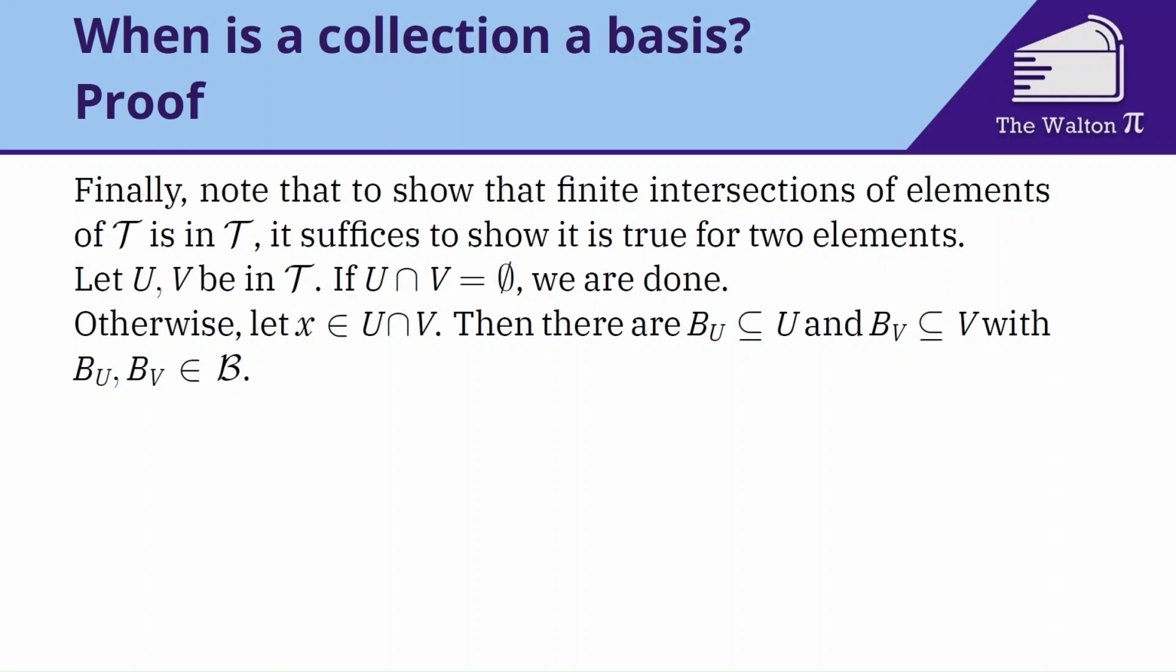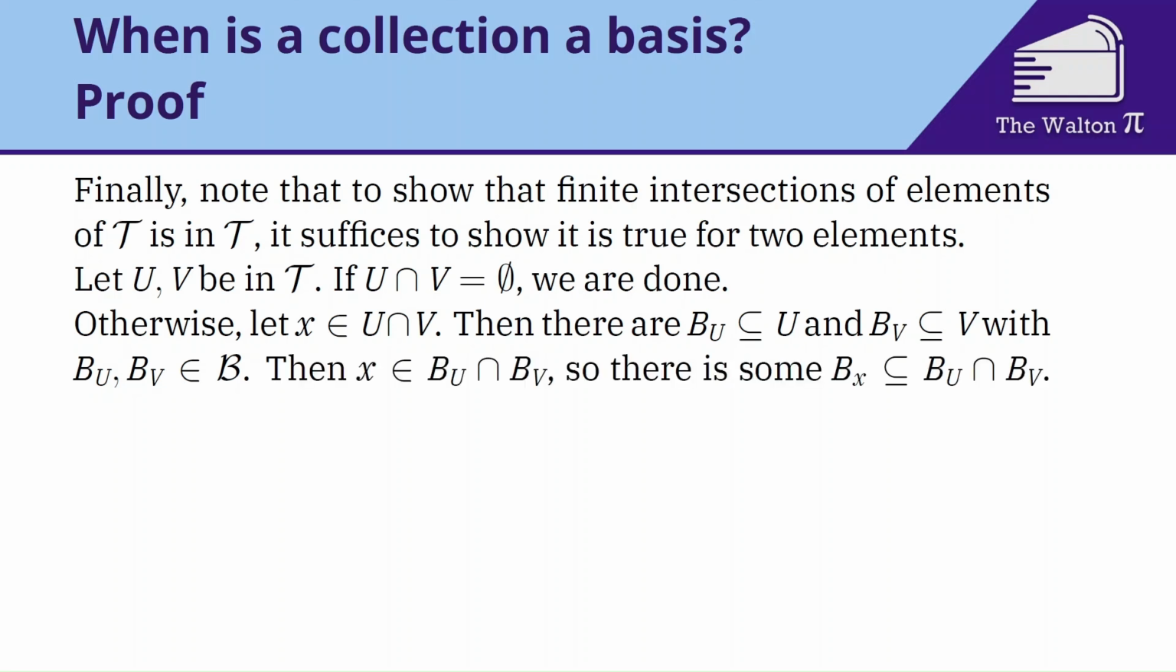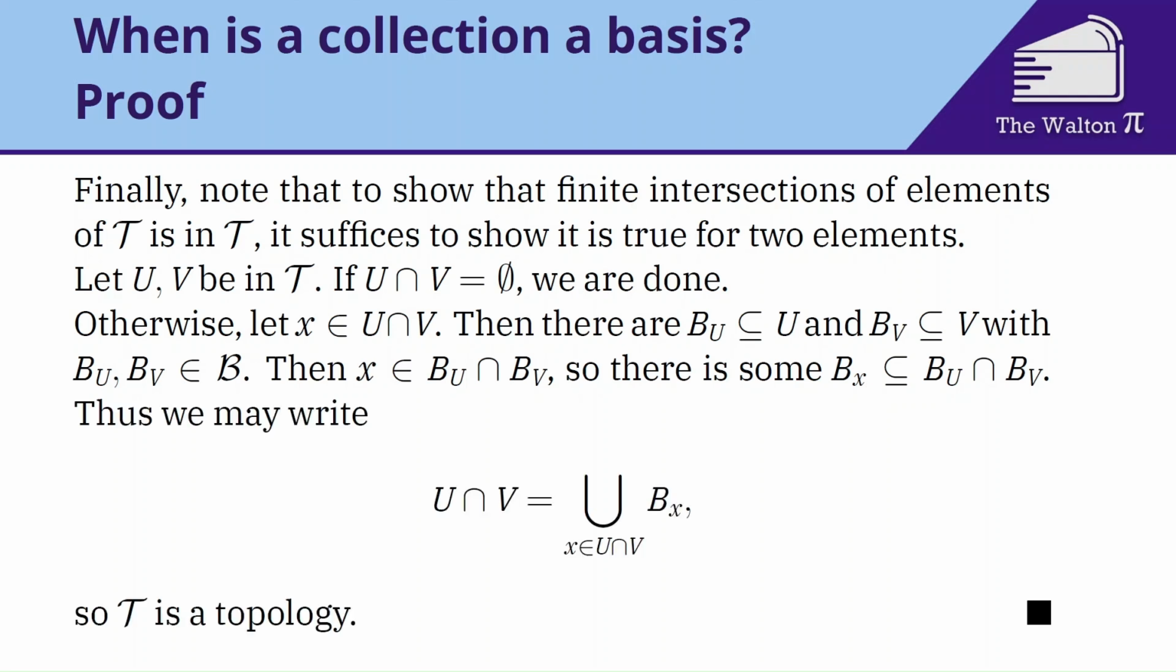Then that means there are going to be proposed basis elements BU and BV, where BU is a subset of U, BV is a subset of V, and BU and BV are in our collection B. Then x is in BU intersect BV. So that means there's some BX, which is a subset of BU intersect BV. That means we can write U intersect V as a union over all x in U intersect V of the BX's. So we've written an intersection as an arbitrary union of elements from our proposed basis B, so that tells us that T is a topology and B is a basis.